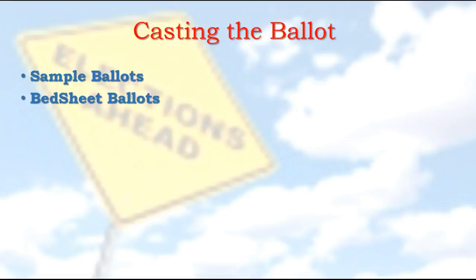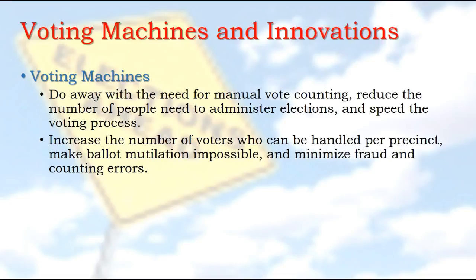Voting machines and innovations. Thomas Edison took out the first American patent for a voting machine. The community of Lockport, New York, first used the invention in 1892. The use of similar devices has long since spread to the polling places of every state. Only a few states make the use of voting machines mandatory.